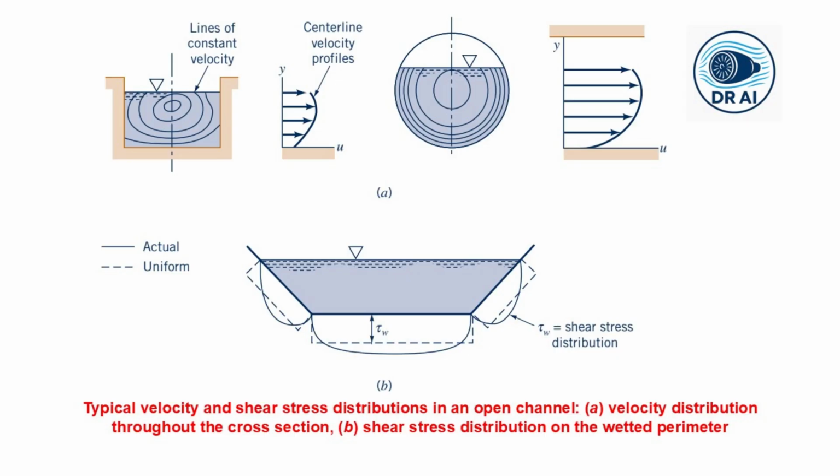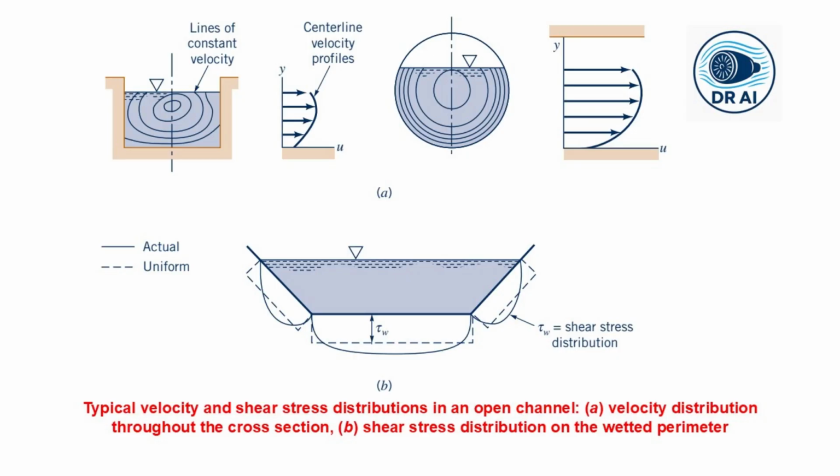The second one is a resisting force. This is a shear stress tau W exerted by the channel walls and bottom on the fluid, acting up the slope. So this shear stress acts over the entire wetted perimeter P over the length L. So the total resisting force is tau W multiplied by the wetted perimeter P multiplied by the length L. So for no acceleration, these forces must balance.